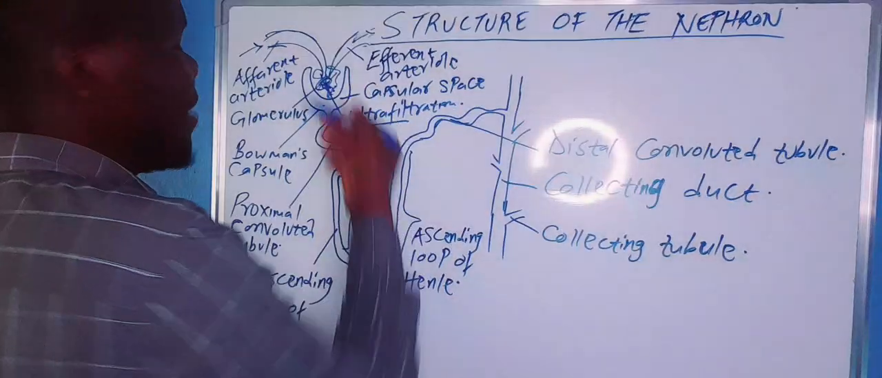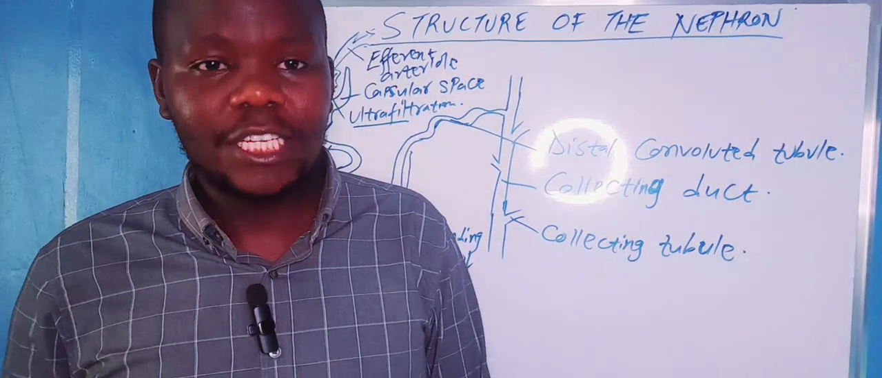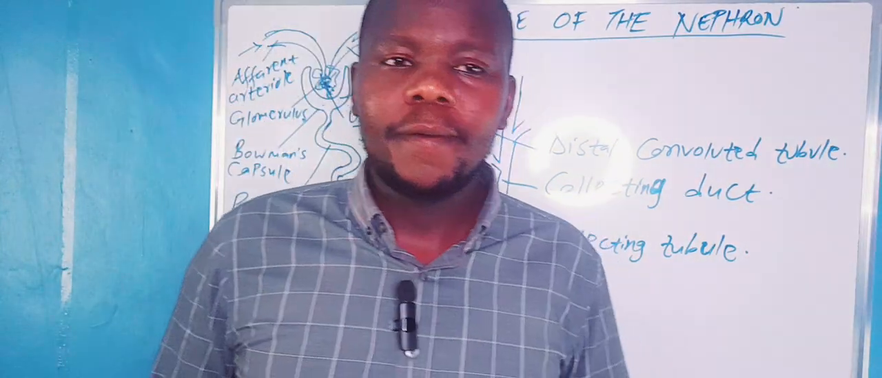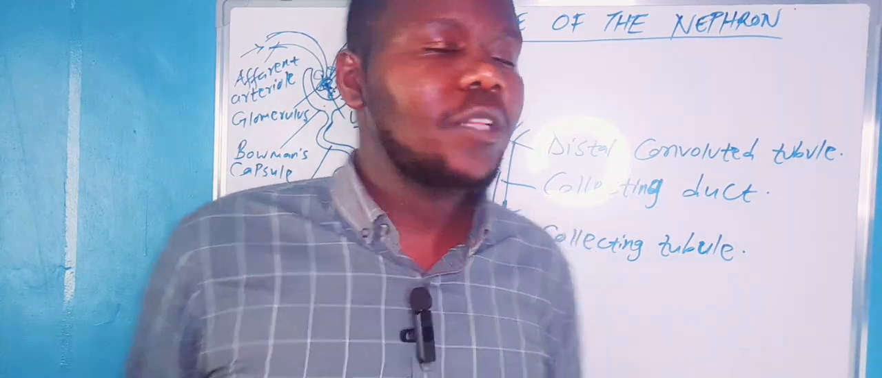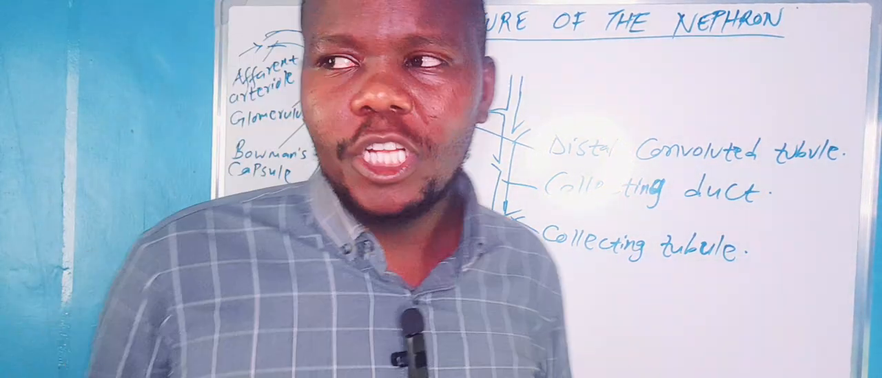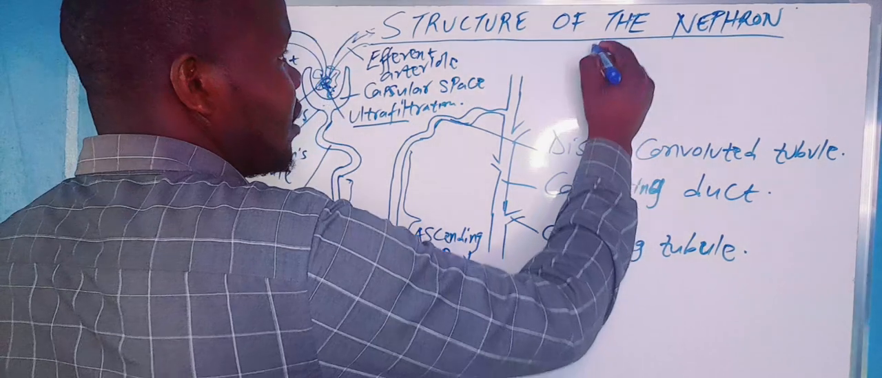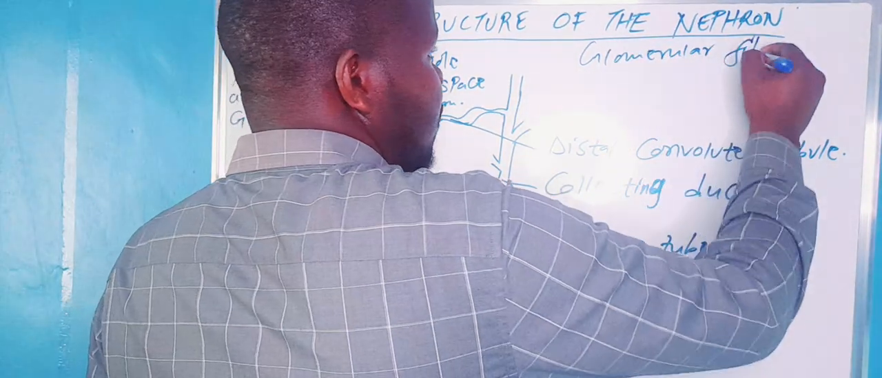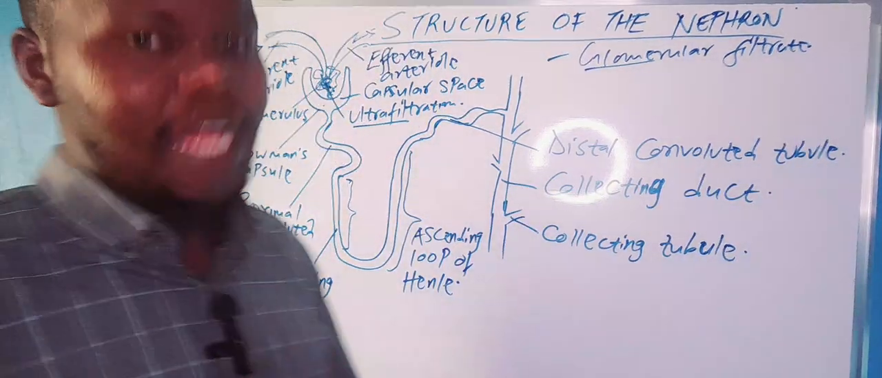From that point, what are the materials that will be filtered out? The materials that will be filtered out are those small sized molecules: glucose, vitamins, mineral salts, urea, even water. Those are the materials that will be filtered into the Bowman's capsule, and in the capsular space, it will form something called what? Glomerular filtrate. That is what is formed after ultrafiltration.